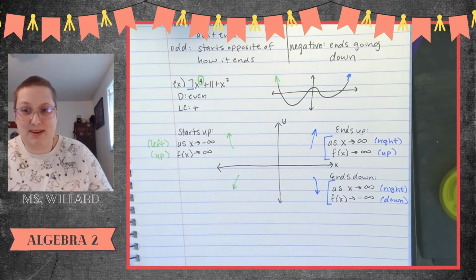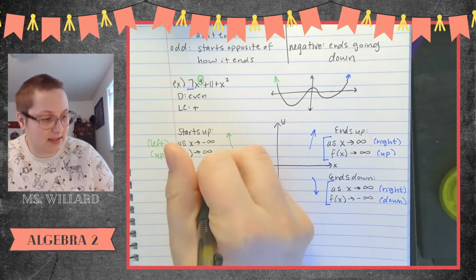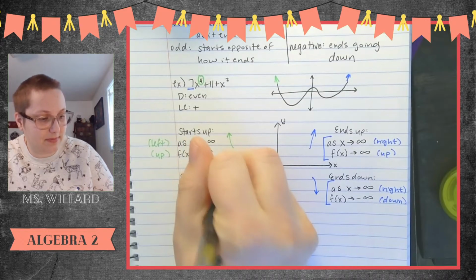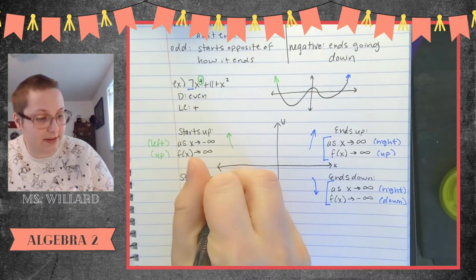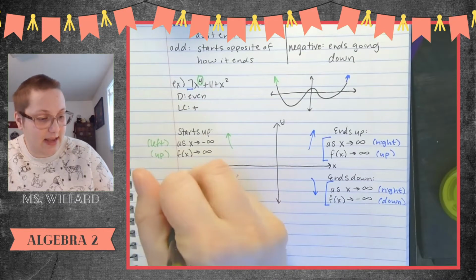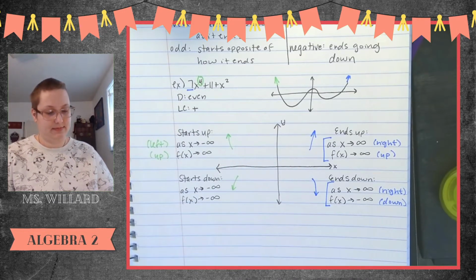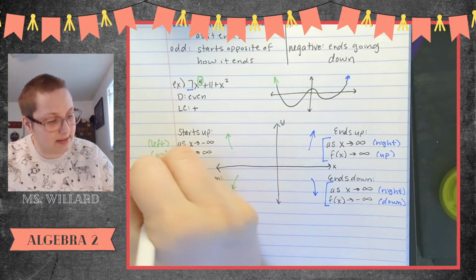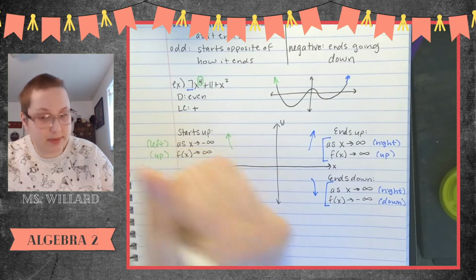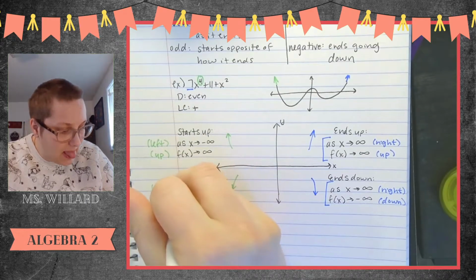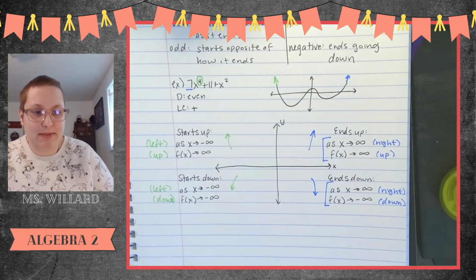Do you want to try the last one? Pause it if you are. This one is if it starts down. That's as x goes to negative infinity, to the left, f of x goes down, negative infinity. So this means left, and this means down. I fixed it. I'm going to fix it. Hold on.